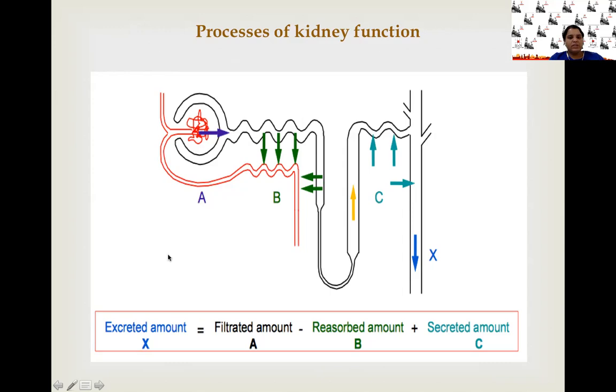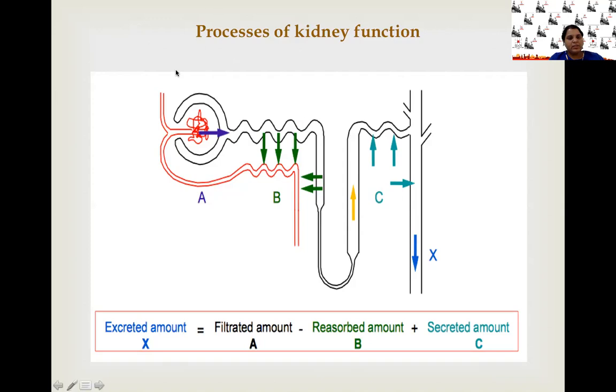There are three basic mechanisms for the excretion or urine formation, which are nothing but filtration, reabsorption, and secretion. Filtration takes place in the glomerulus. Reabsorption and secretion take place in the tubules. Filtration is a non-selective and passive process, whereas reabsorption and secretion are selective processes, and these can be either active or passive. Now, as I said, filtration takes place in the glomerulus, and it follows Starling forces.